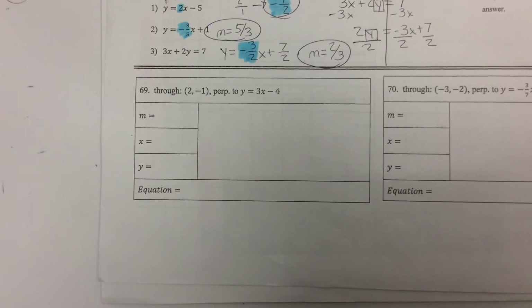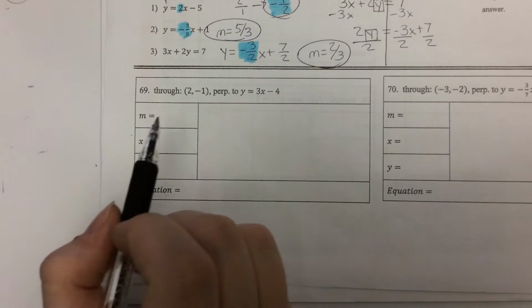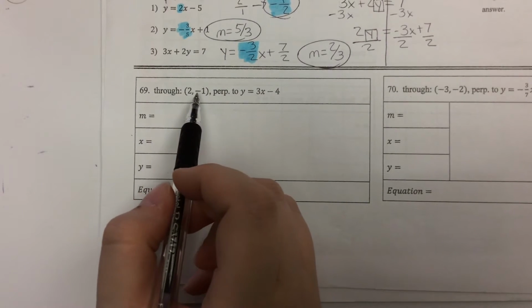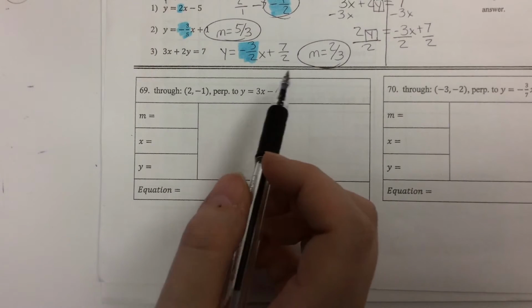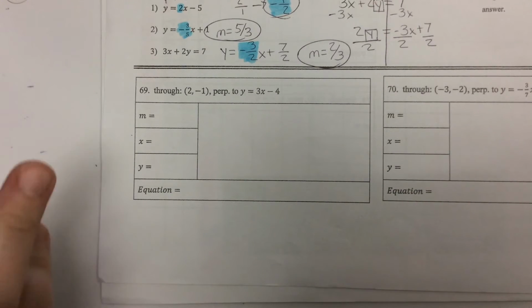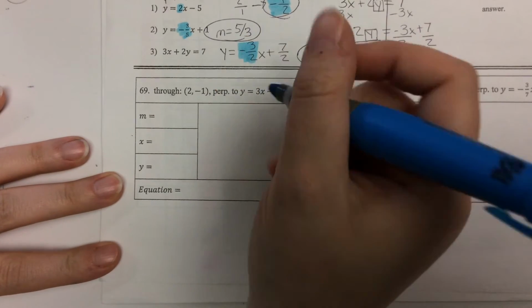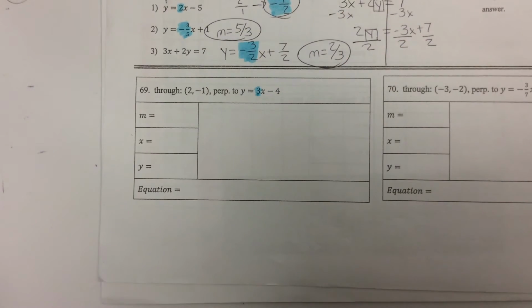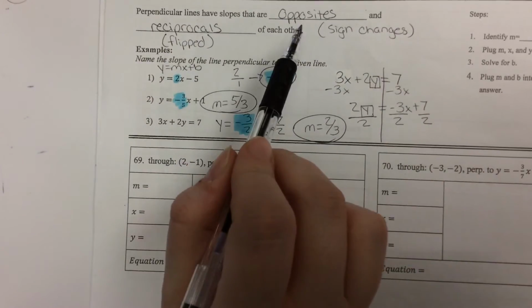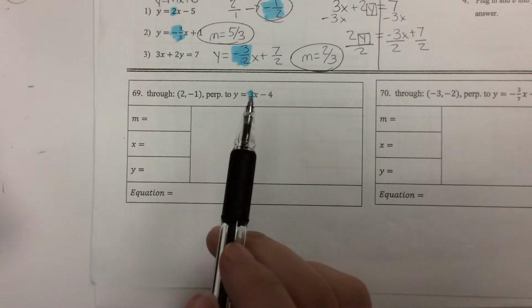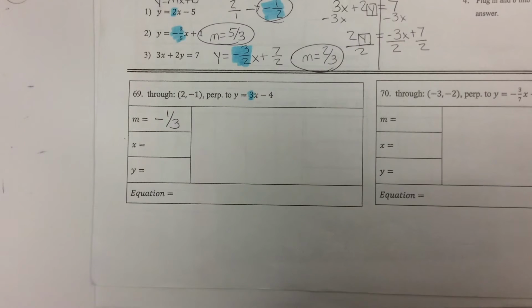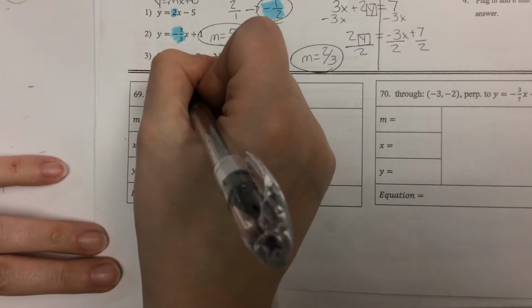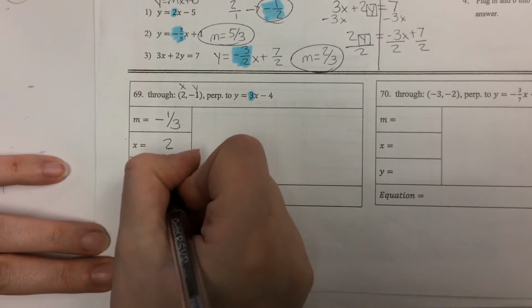So let's do an example, number 69. We need to write an equation for a line that goes through this point 2, negative 1 and is perpendicular to this equation. So let's do what we did up above. Identify the slope, which is 3. And the slope of a perpendicular line is going to be the opposite reciprocal, so we need to make it negative and then flip. So the new slope is going to be negative 1/3. Okay? And then x and y is in our ordered pair. So x is 2 and y is negative 1.